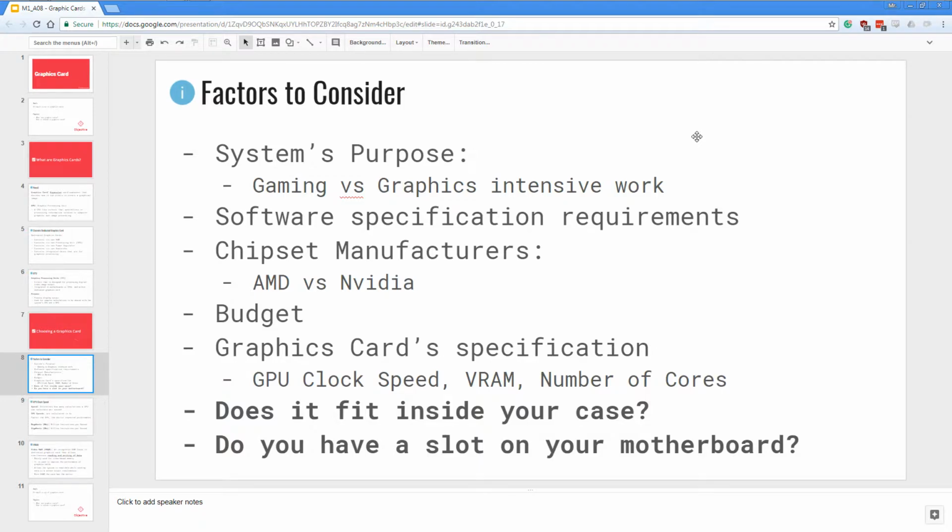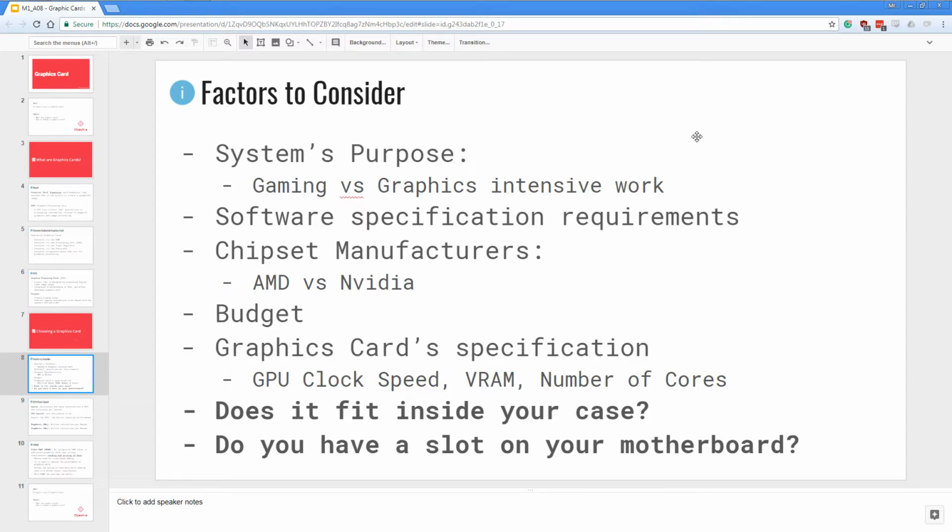So let's talk about choosing a graphics card. And these are the factors that you want to consider when you're choosing a graphics card. First is your system's purpose. For graphics, there are two types of graphics cards. Either they are gaming-based graphics card or graphics-intensive work graphics card, and they will usually be separated by those two features.